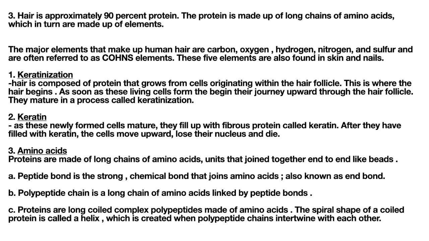Hair is approximately 90% protein. The protein is made up of long chains of amino acids, which in turn are made up of elements. The major elements that make up human hair are carbon, oxygen, hydrogen, nitrogen, and sulfur, and they're often referred to as CHONS elements. These 5 elements are also found in skin and nails.